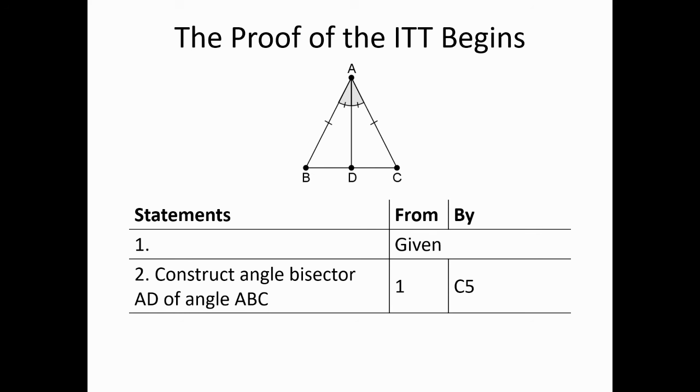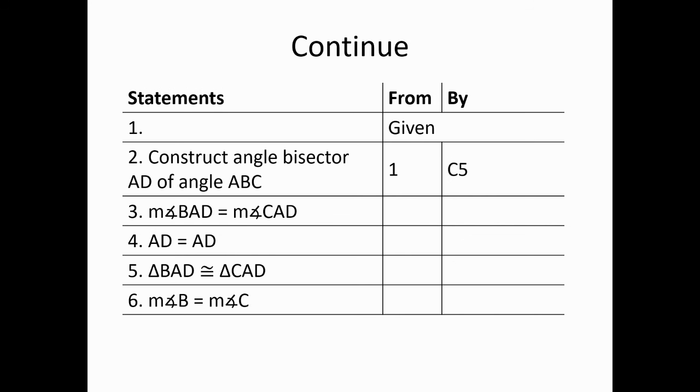Go take a look at your constructions handout again. It's the construction rule C5 that tells us that we may construct in that angle bisector. And then once that's been done, the rest of the proof is not particularly difficult.